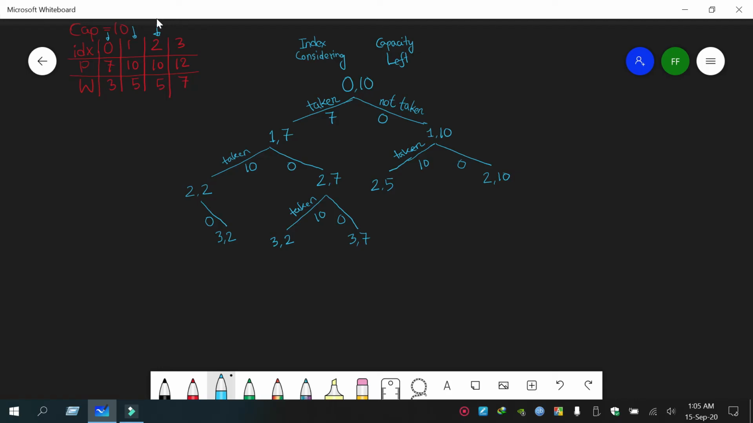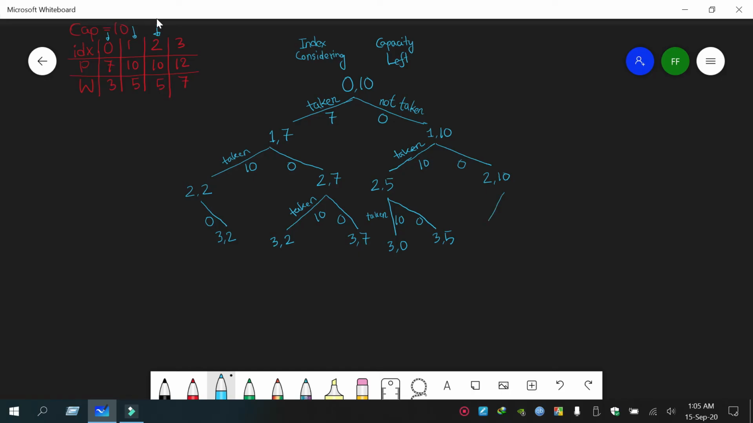Yes, the figure is getting a little bit congested, but I hope you can understand. And from 2, 5 the left branch will be this, and let's say the right branch will be this, and the left branch means taken. We can take the item here because the leftover capacity is 5 and the weight of the item is 5, so we can add 10 here, increase the index, and the leftover capacity is now 0. That means the bag is full.